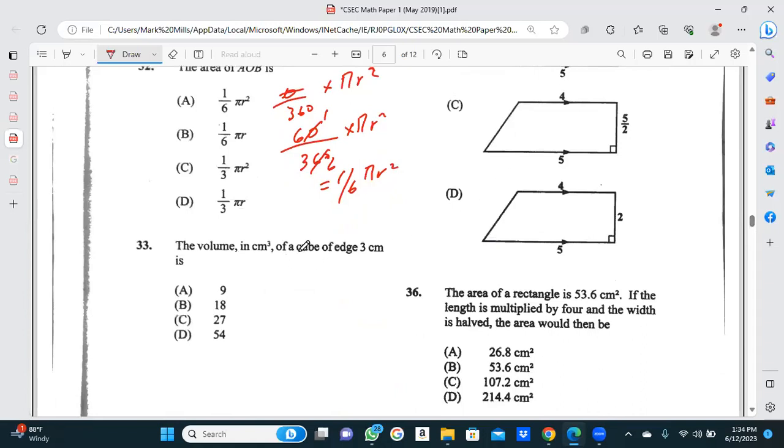The volume of a cube. 27. All right. So that would be 3 times 3 times 3. Okay.